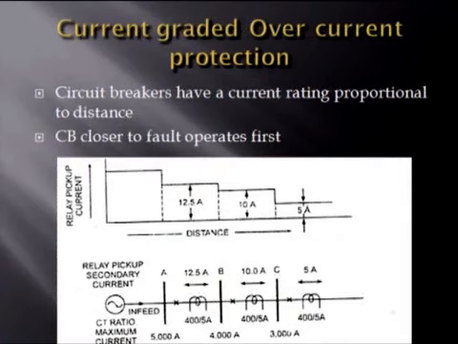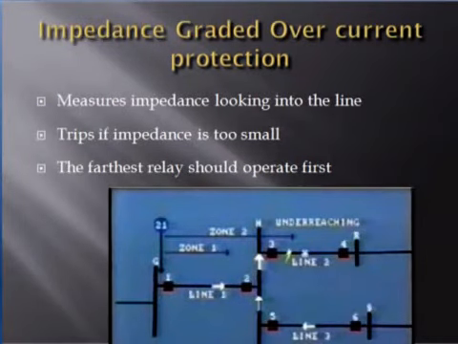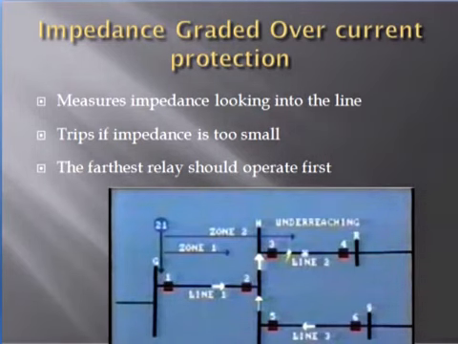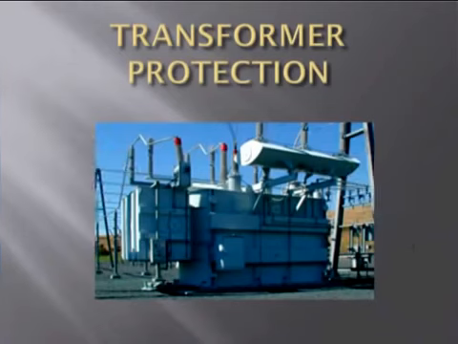Similarly, current graded protection system incorporates circuit breakers with a power rating inversely proportional to the distance from the generating station, as the power in the lines is more near the supply. The third scheme is impedance graded scheme. This system incorporates the impedance sensitive circuit breakers. These circuit breakers measure impedance looking into the line and trip if the impedance is too small. The farthest relay is the most sensitive. They also trip if a slight negative impedance is seen for backcurrent protection.